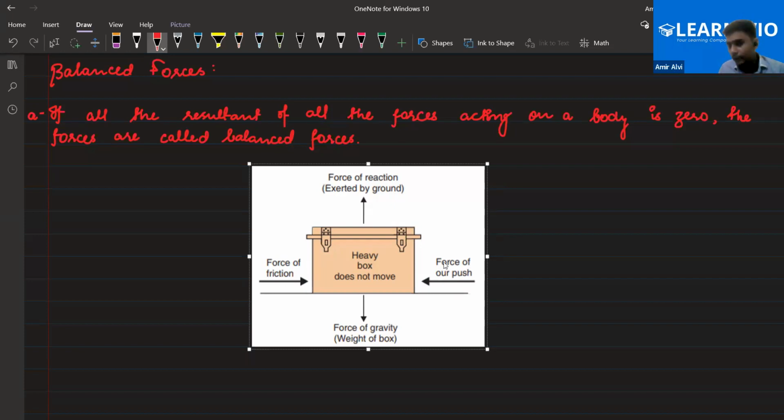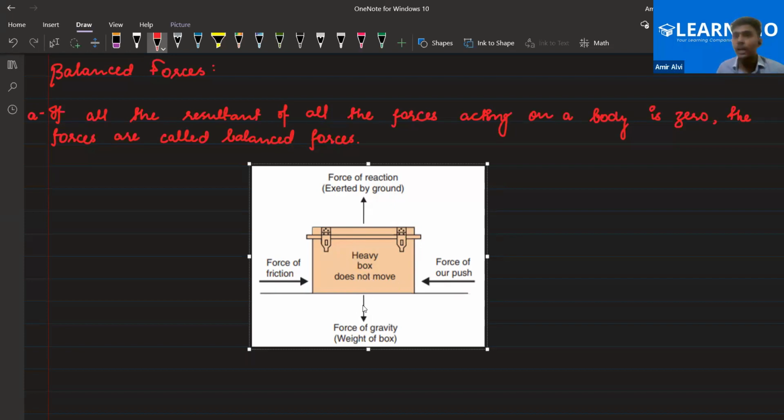If the force provided by us is acting in this direction, the left side, then the force of friction is acting on the right side. So there is no movement. It means that the force of friction is equal to the force of push. Clear? Okay, now the box is already lying on the floor.